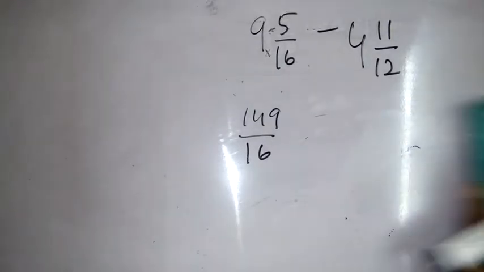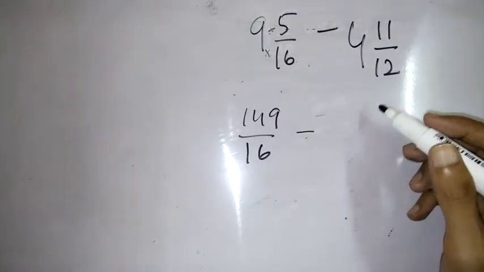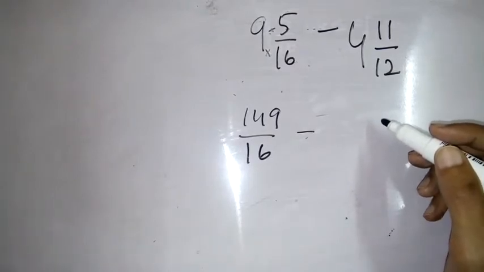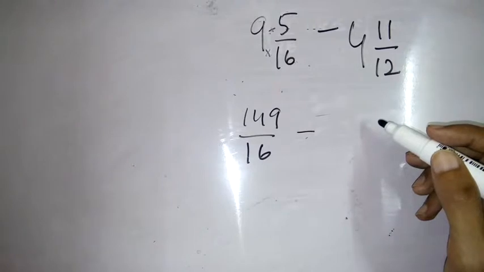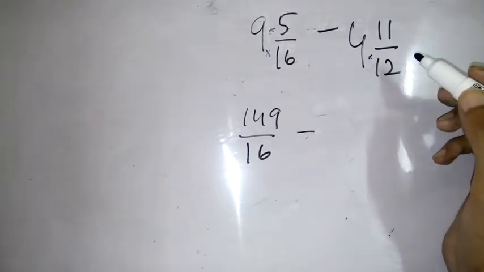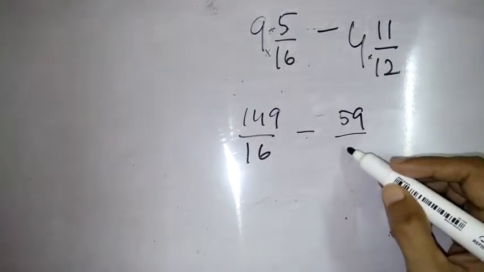Okay. So 149 minus 16. How will you do this? 12 into 4 is 48. Very good. Plus 11. 48 plus 11 is 59. Excellent. 59 upon 12.